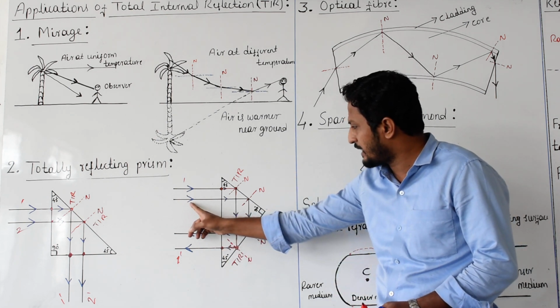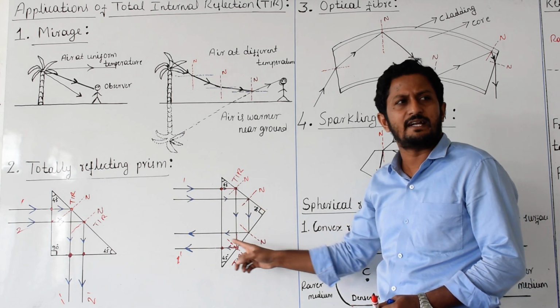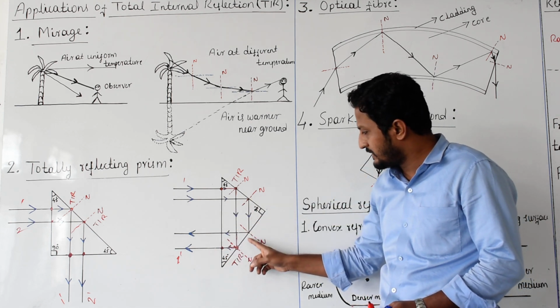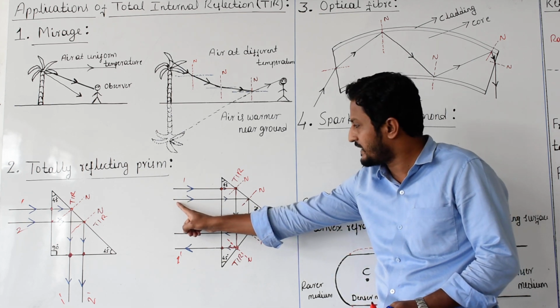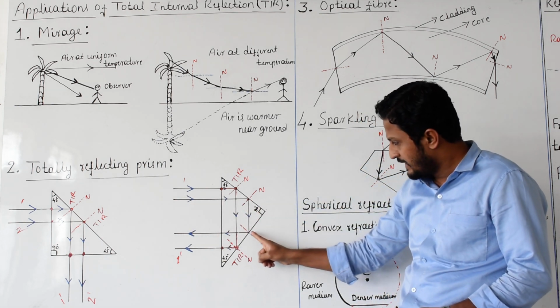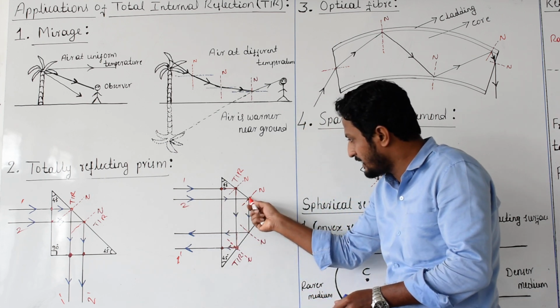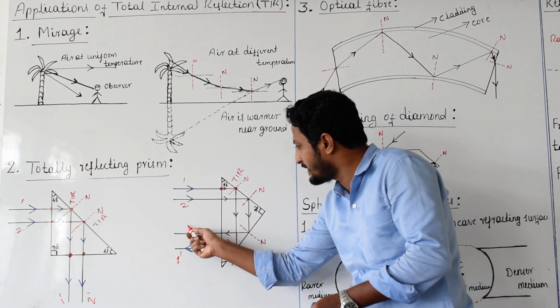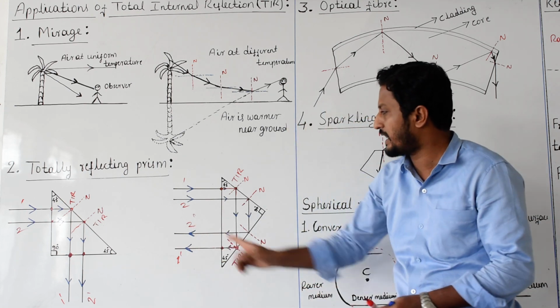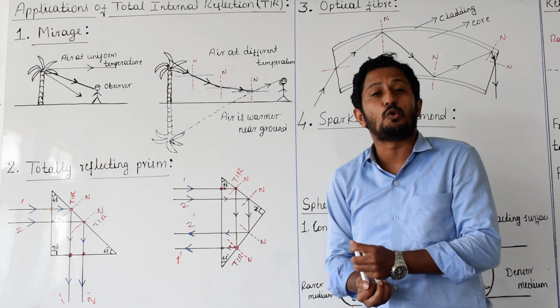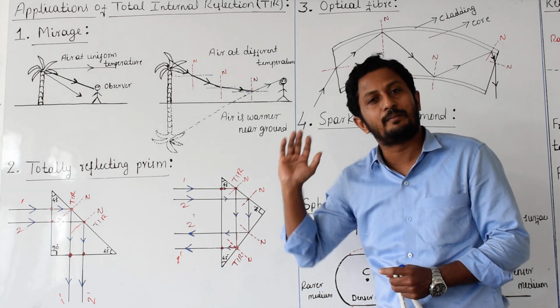Same thing is going to happen with this second light ray. You see here, it is coming like this and bouncing like this. This is 2. It is coming like this and finally it is emerging out like this. This is 2 dash. Have you understood what a totally reflecting prism means?